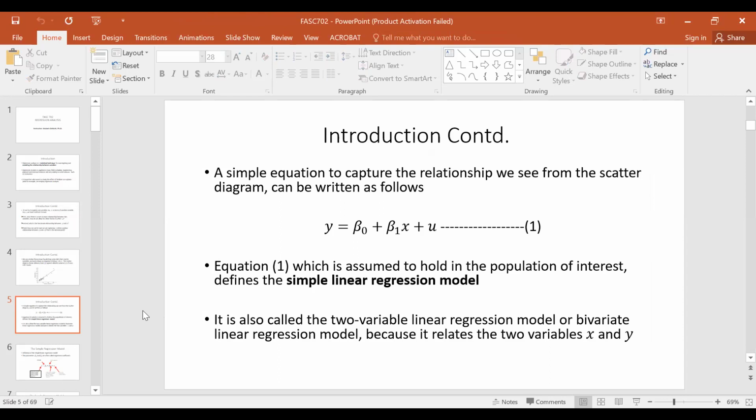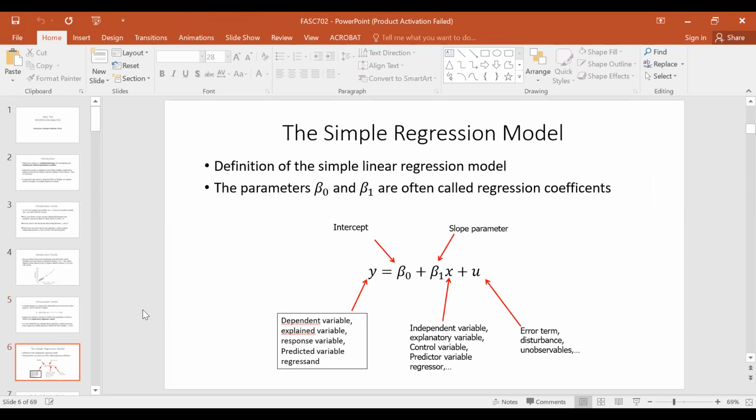Okay, that is the name of equation 1, a simple linear regression model. So, more annotation here. Y here is called a dependent variable because the dependent variable depends on the X. Y depends on X. If you change X, Y will change. So Y depends on X.